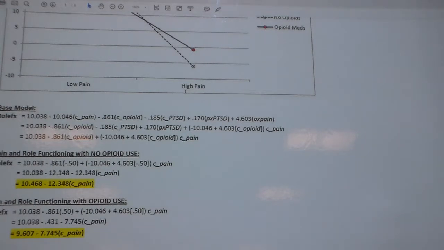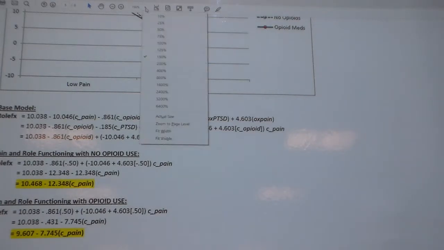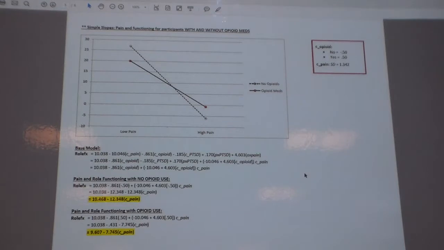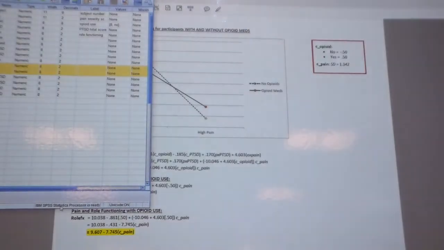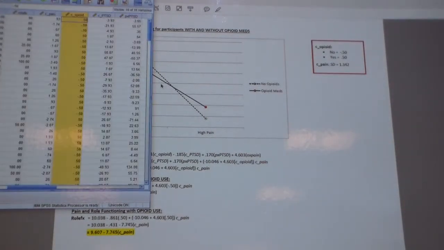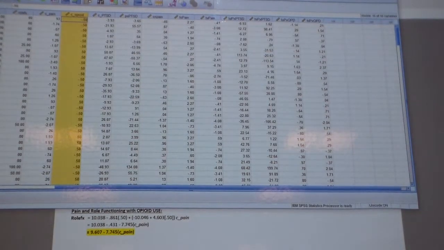So now this is a little bit different, right? Because before, we entered high and low levels, a standard deviation above and a standard deviation below, to get high and low levels of my moderator. But here, I don't want to plug in a standard deviation above or below, because the standard deviation doesn't actually correspond to anything, right? What I want to do is take a look at my data set, for this centered opiate term, to see what values correspond to people who don't take opiates and people who do.